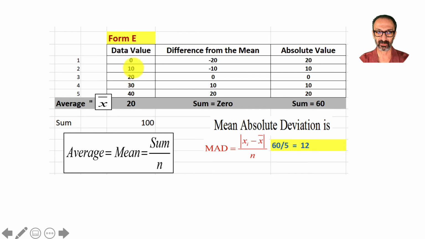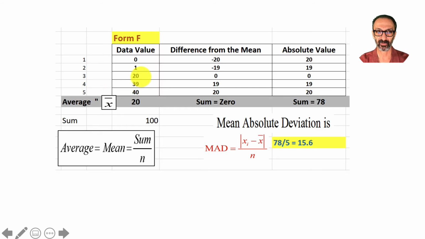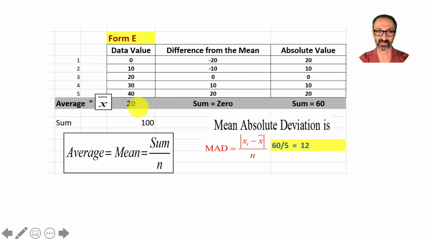See, 10 and 30 are close to 20, which is my average. In my next example, here we go. Look, 1 is farther from 20 and 39 is farther from 20 compared to the previous examples. Look at the previous example.